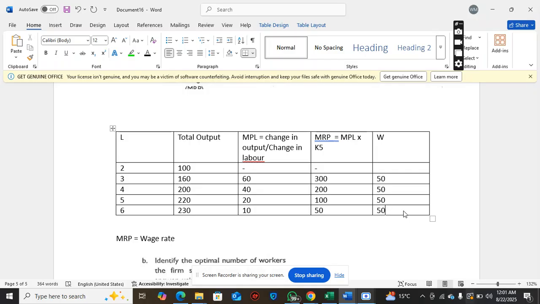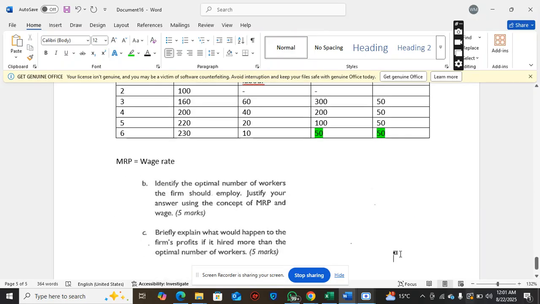Here, the point where the marginal revenue product, MRP, equals the wage rate, 50 kwacha, this is the optimal number of workers, 6 workers, where the marginal revenue product equals the wage rate. So the firm should hire 6 workers.